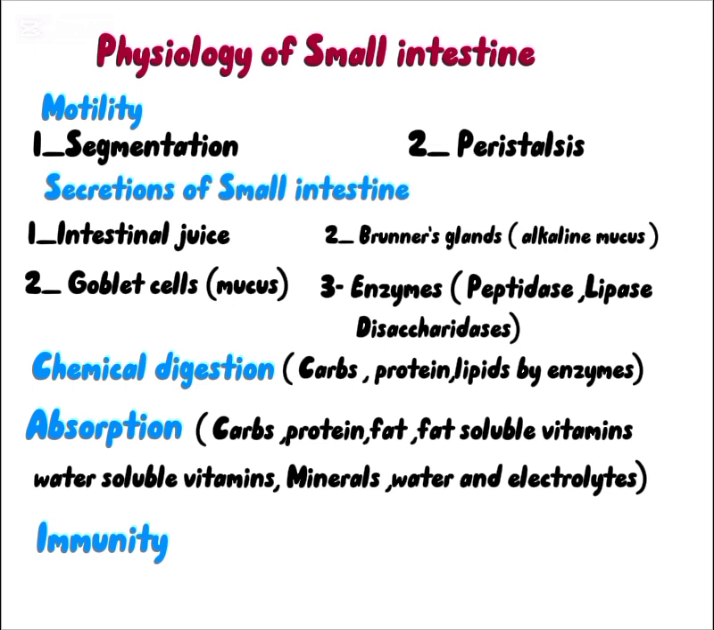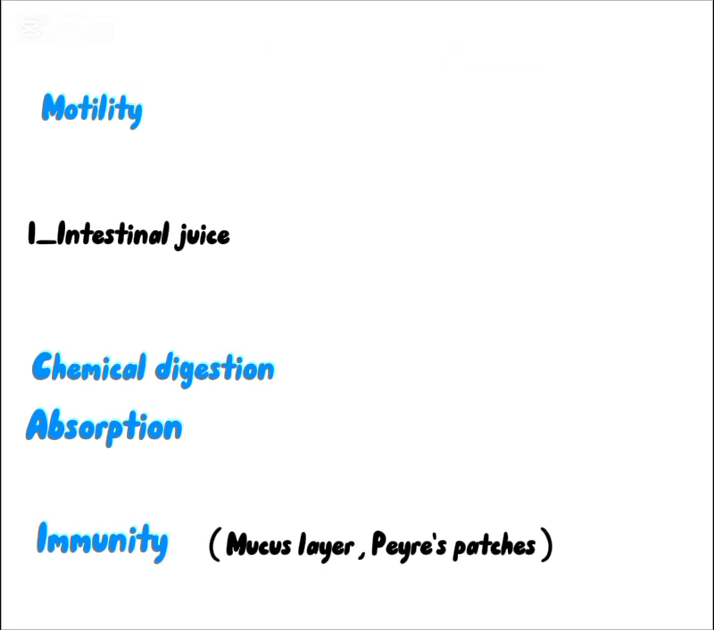Small intestine also provides immunity. Mucus layer prevents direct contact of the pathogen to the epithelium. Peyer's patches or aggregated lymphatic follicles neutralize the invading pathogen or antigen.